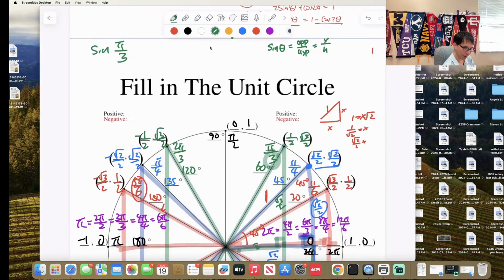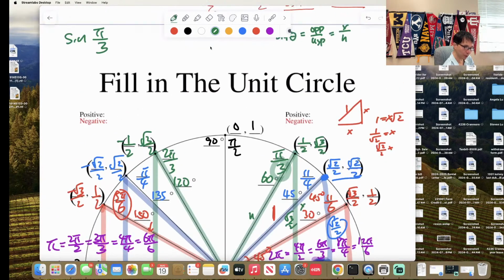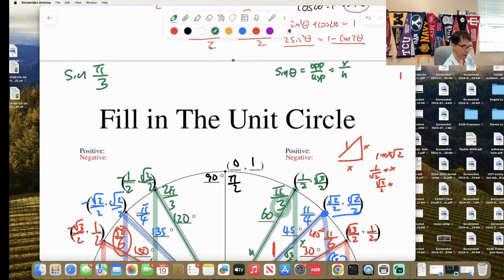So in this case, this is a y value, and this is an h value, so it's y over h. But h is always equal to what? 1, because in the unit circle, h is 1. So therefore, sine of theta is equal to y. Does that make sense?